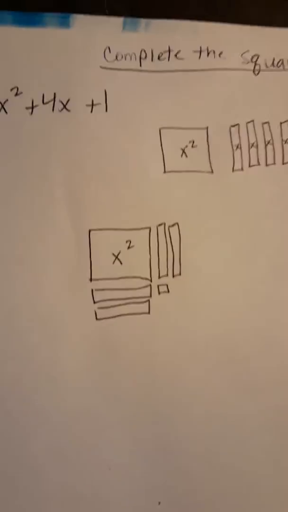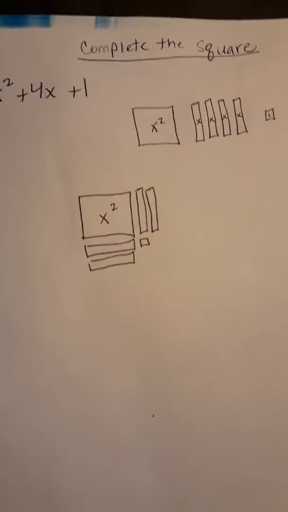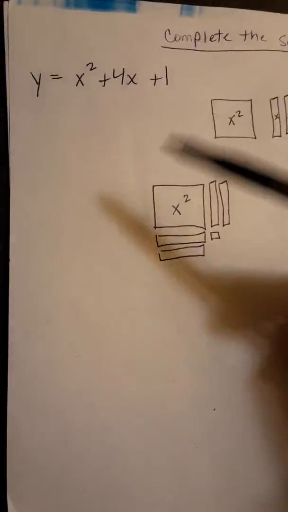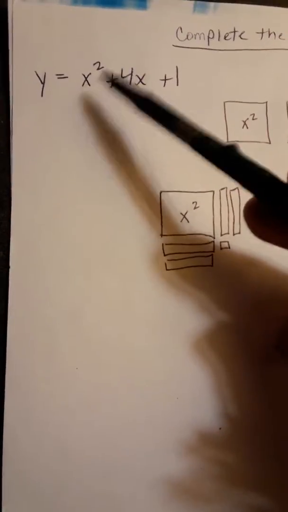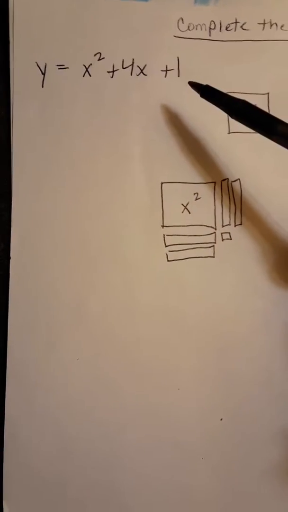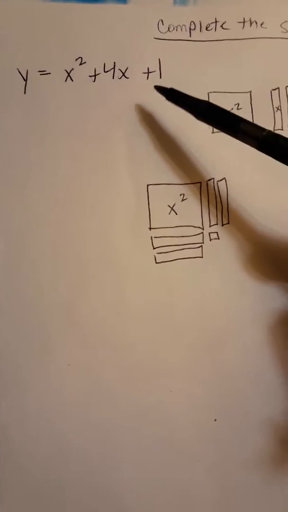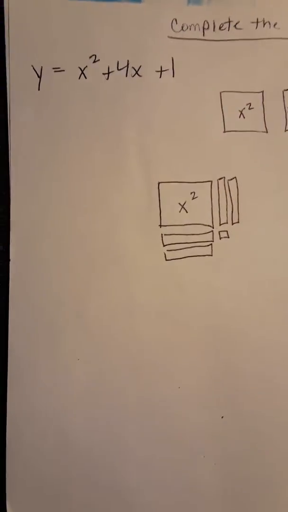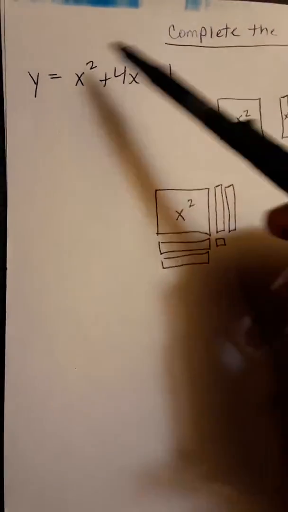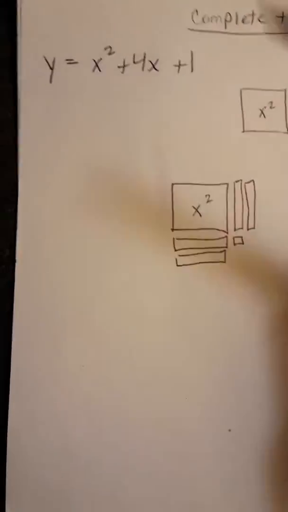Okay, here's a video on how to complete the square. So I have this problem, y equals x squared plus 4x plus 1. And I'm asked to complete the square and put it in graphing form. So I want this to be a perfect square. I would like it to look like this.